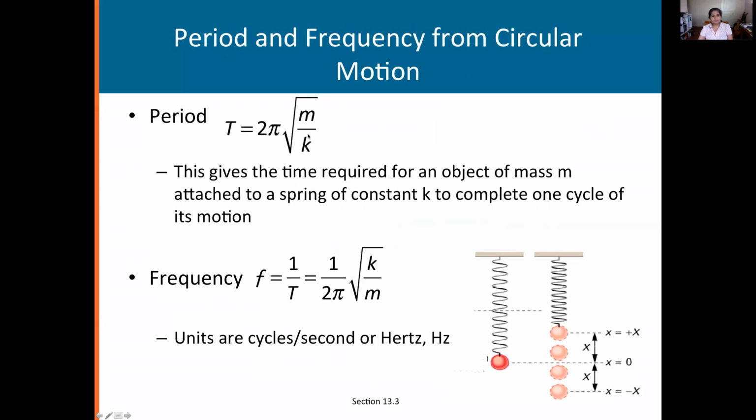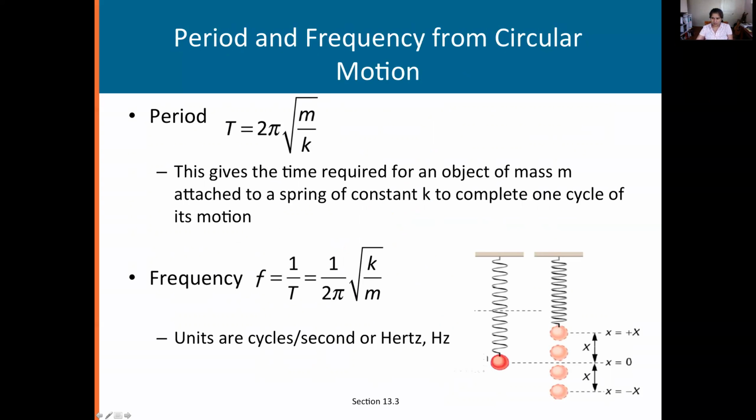And since f is 1 over T, the frequency is 1 over 2 pi under root k over m. The units for frequency are per second, which is given a new name, which is called hertz. Number of cycles per second is hertz.